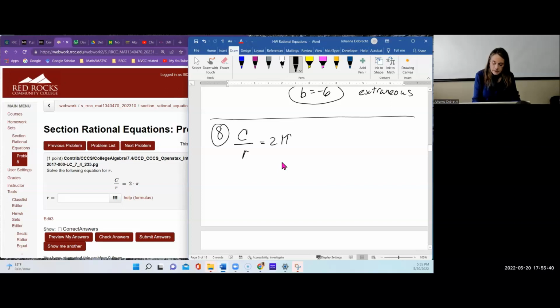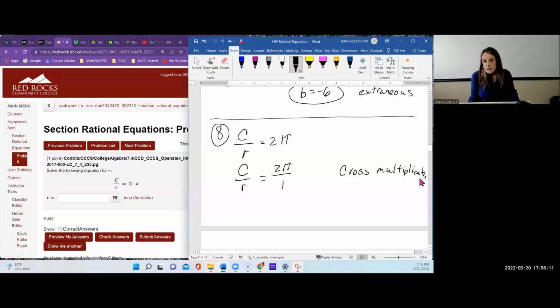The 2 pi is one term by itself, and the c divided by r is the other term by itself. In other words, I can turn this into 2 fractions, one on either side of the equation, by writing it as c divided by r equal to 2 pi divided by 1. Then I can use cross multiplication to get rid of the denominators. I could also use the lowest common multiple, which is just, of course, r. I could multiply both sides by r, which has the same effect as cross multiplication.